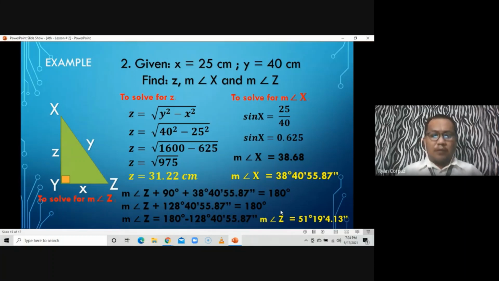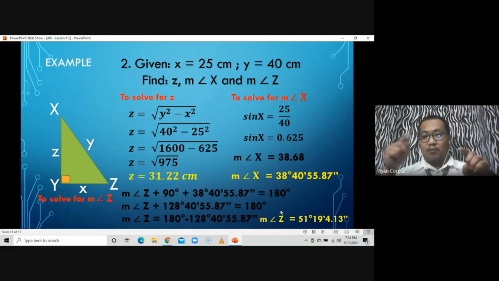So ngayon, baka may tatanong, paano pindutin yung 128 degrees, 40 minutes, and 55.87 seconds? Doon ulit yung DMS na sinasabi ko sa inyo, yung degree, ganon. So, press 128, pindutin yung DMS, press 40, pindutin ulit yung DMS, lalabas naman yung kasunod na nun, minutes. Then, pindutin yung 55.87, then press again the DMS, lalabas naman yung seconds.